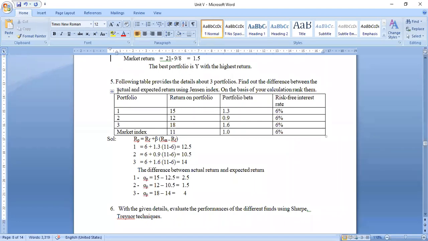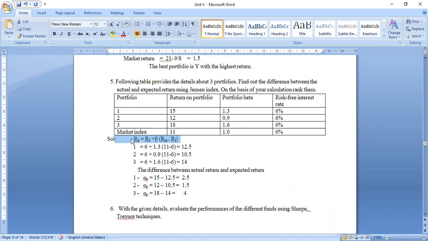And that is the reason we are taking the excess return over the actual. So actual is already given in the problem in terms of return on portfolio, whereas expected return is all about the returns from the capital asset pricing model. Okay. So now when we are using this particular formula, we are trying to calculate the expected return as per the capital asset pricing model, and then we will find the difference.